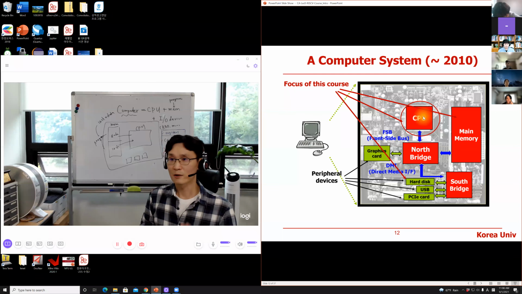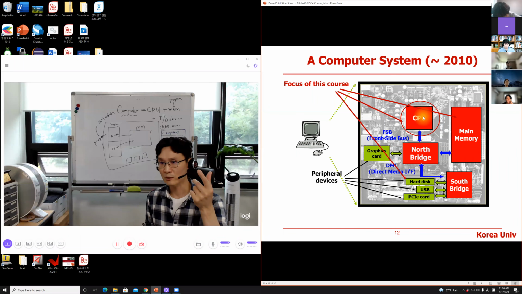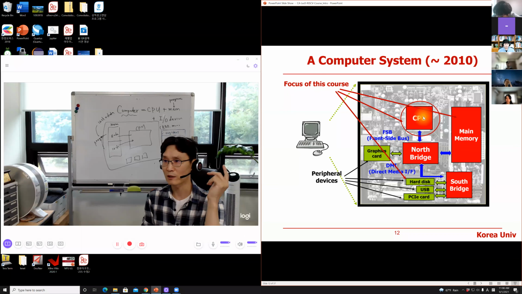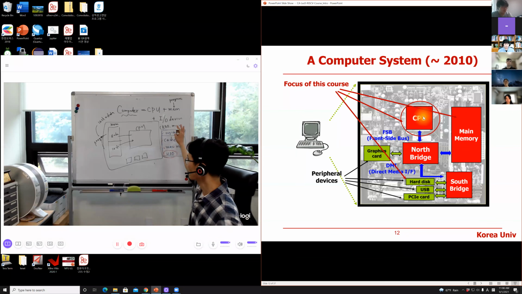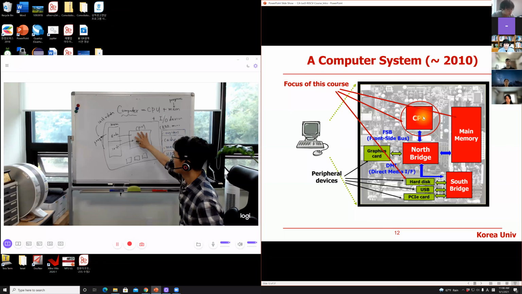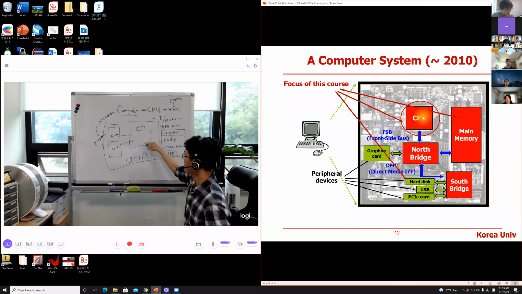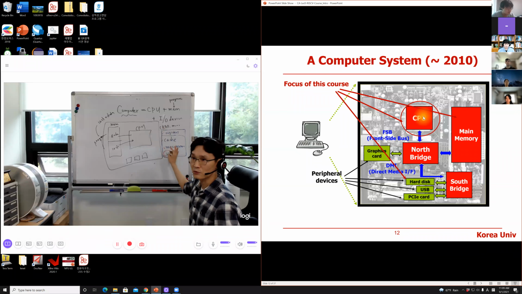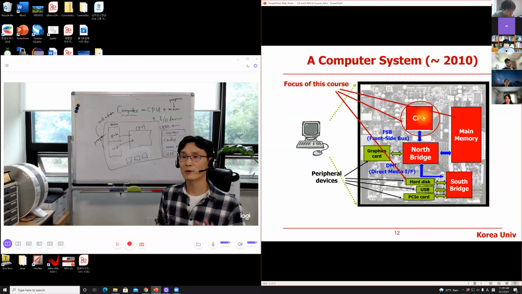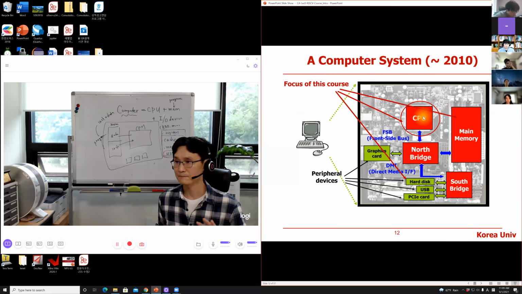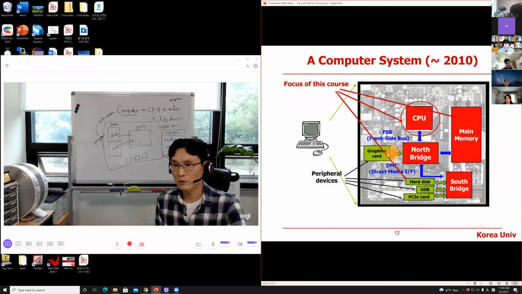The reason why we talk about these two big topics is because they affect computer performance a lot. This memory hierarchy and CPU architecture determine the performance of the computer. That is why we talk about these two topics. We are not going to talk about these I/O devices. We simply don't have enough time to talk about those I/O devices.